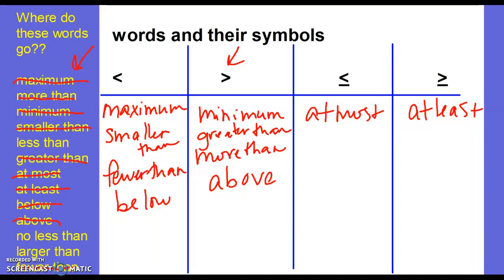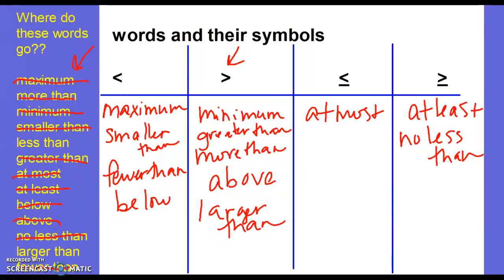If I say you need to score no less than an 80 on IXL to move on, no less than means 80 is the smallest, but you could also go bigger. So no less than goes here as greater than or equal to. Larger than is kind of like greater than. So again, excuse my handwriting, it's hard to write on here.